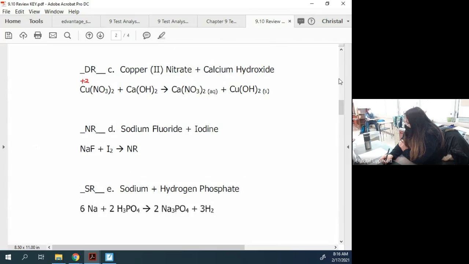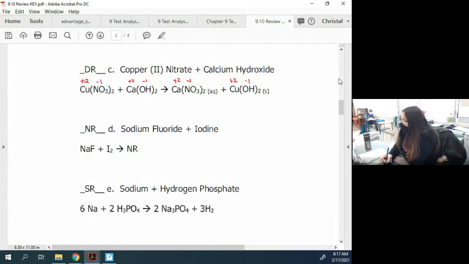Nitrate is a -1, so I need 2 nitrates, and I put that in parentheses. I need 2 of those to balance out this charge. Calcium is a +2, hydroxide is a -1. So I need 2 hydroxides to balance this side out. Over here, this is a +2 and a -1. So I needed 2 to get this to balance. This is a +2 and a -1. So I needed 2 of these.